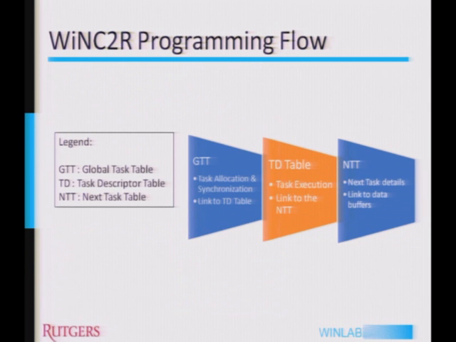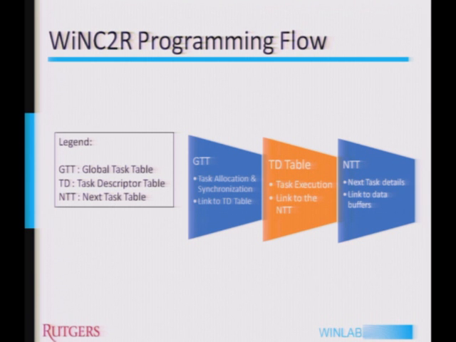So in order to look at the WinC2R programming model a little bit more in detail, the programming model provides us 3 tables to configure the properties of the tasks which can be implemented by the system. They are the global task table, which contains the task scheduling and allocation properties, the task description table, which contains the runtime execution properties of each task, and the next task table, which defines the flow between tasks as a producer-consumer model.